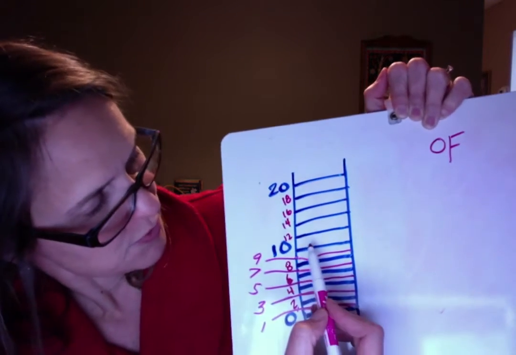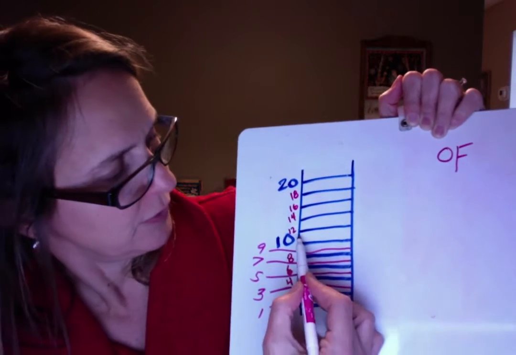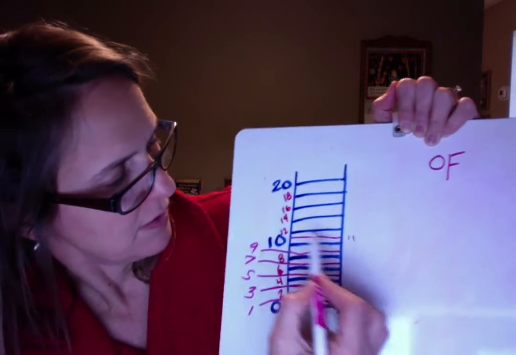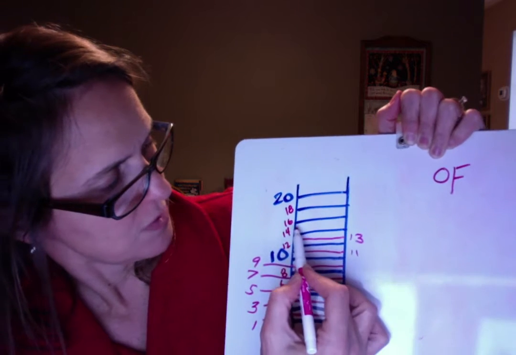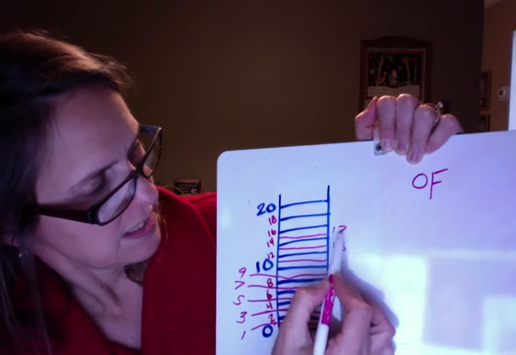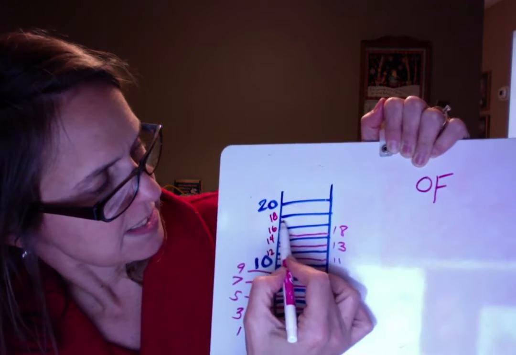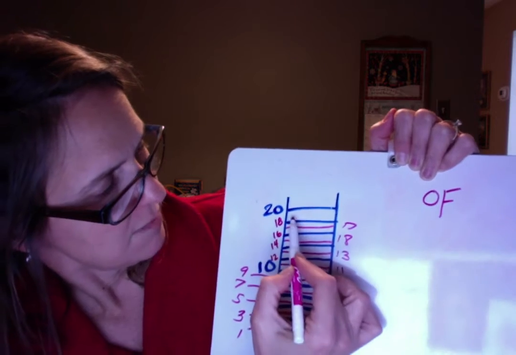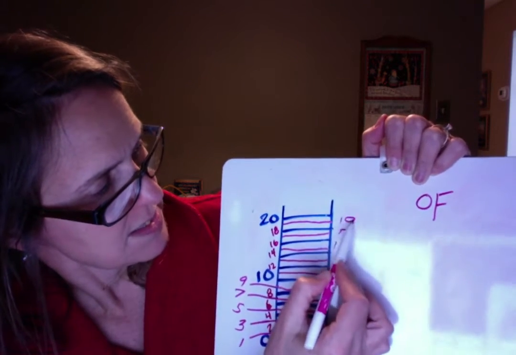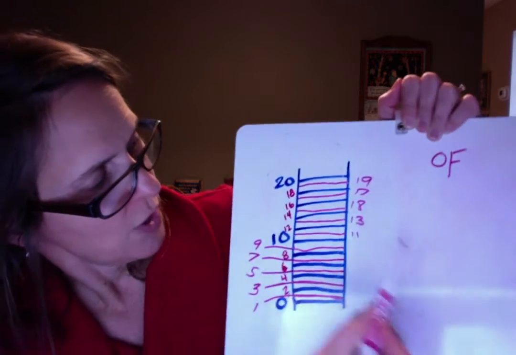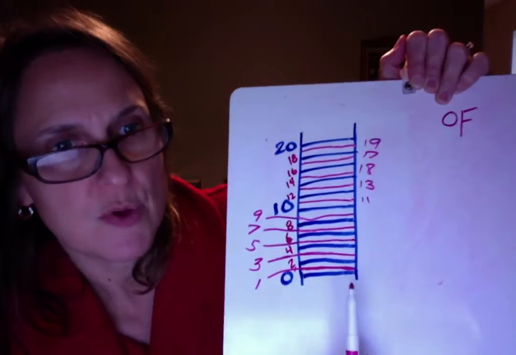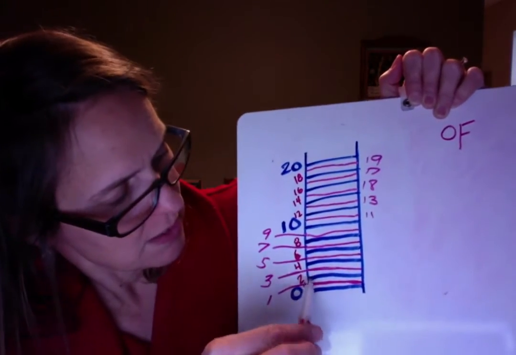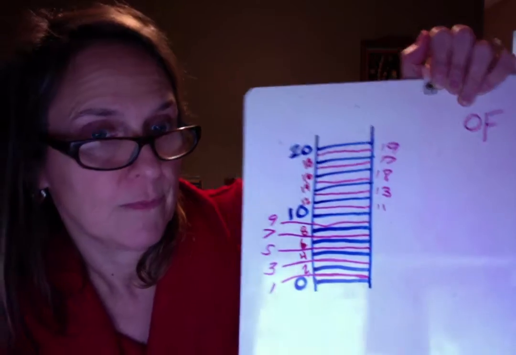So what do you think is between 10 and 12? Yeah, that would be 11. And between 12 and 14, 13. Between 14 and 16, 15. Between 16 and 18, 17. And between 18 and 20 is 19, right? So you don't see lines for these odd number temperatures, but they're between the lines that are there.